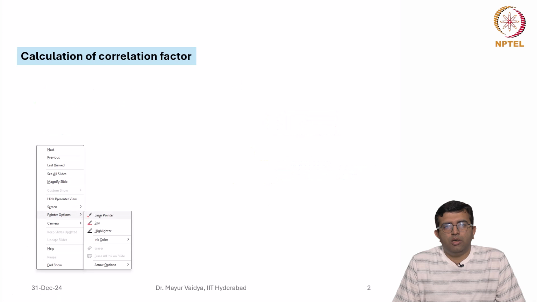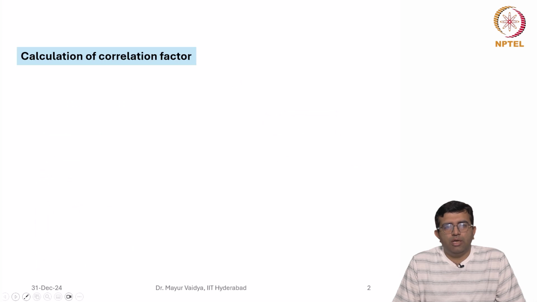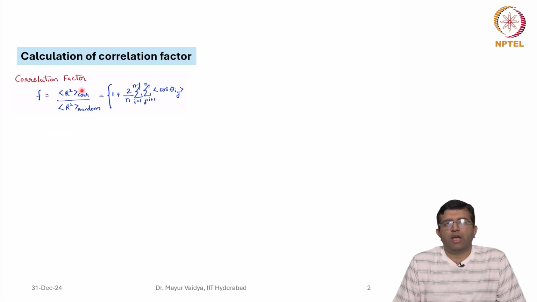So, we saw the expression for the correlation factor, which is f equal to mean square displacement when you have a correlated walk divided by mean square displacement when you have a random walk, which equals 1 plus 2 by n summation i equal to 1 to n minus 1, again, summation j is equal to i plus 1 to n, summation of average of cos theta ij.